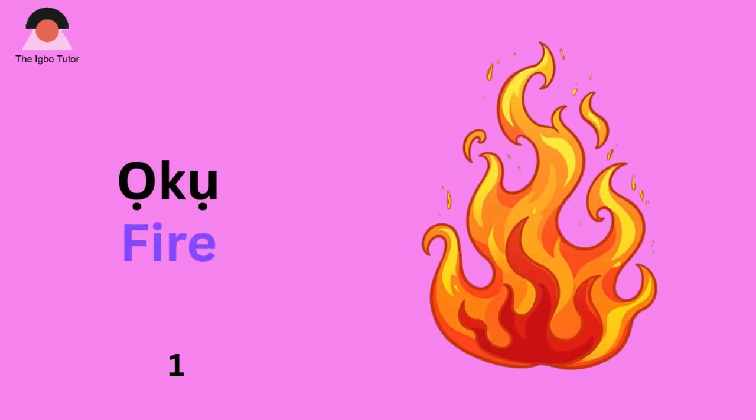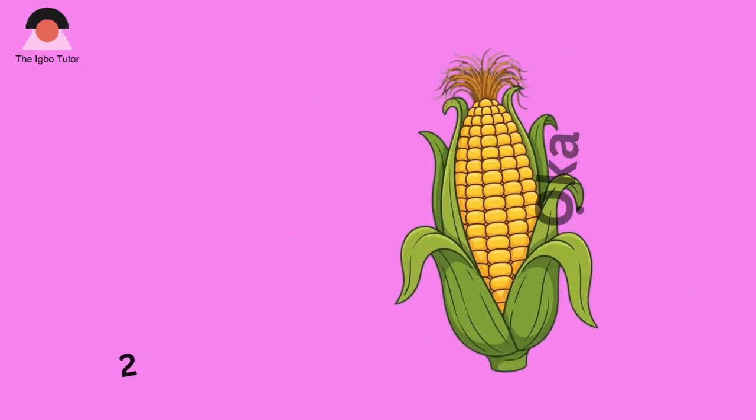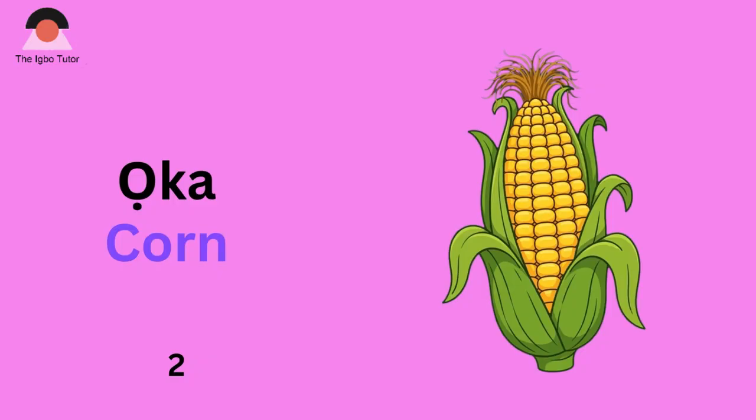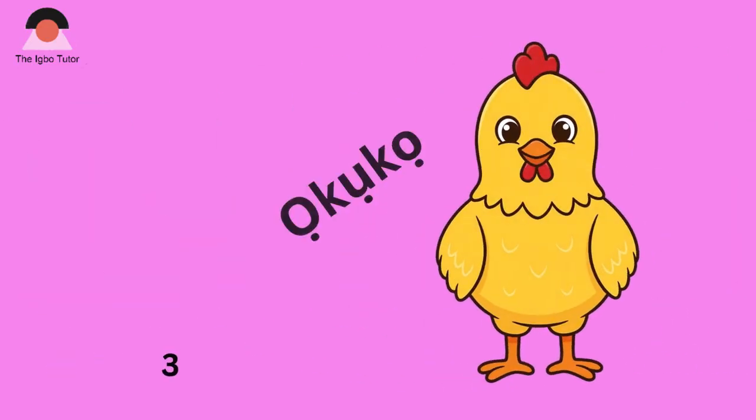We are continuing this lesson series from O to Z today. So first word is oko, fire. Let's move on. The next one is oka. Oka is corn.